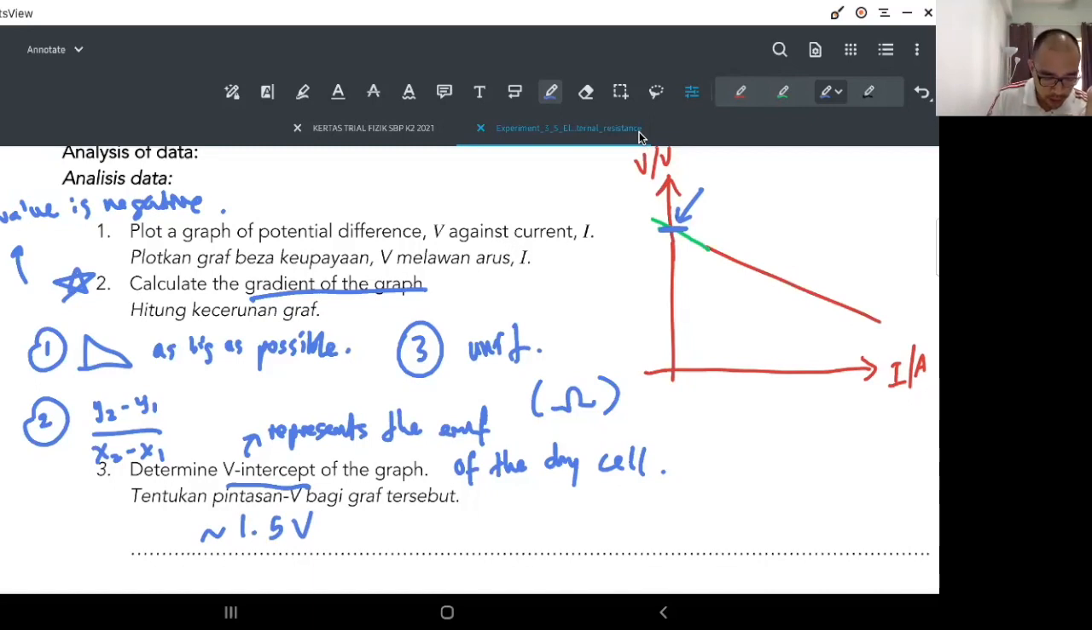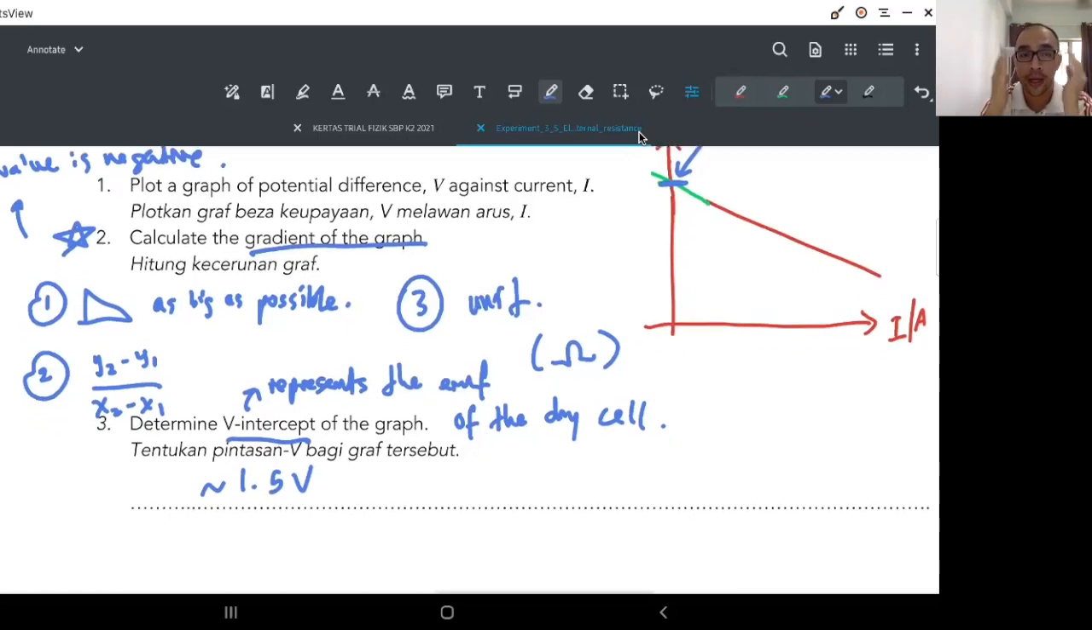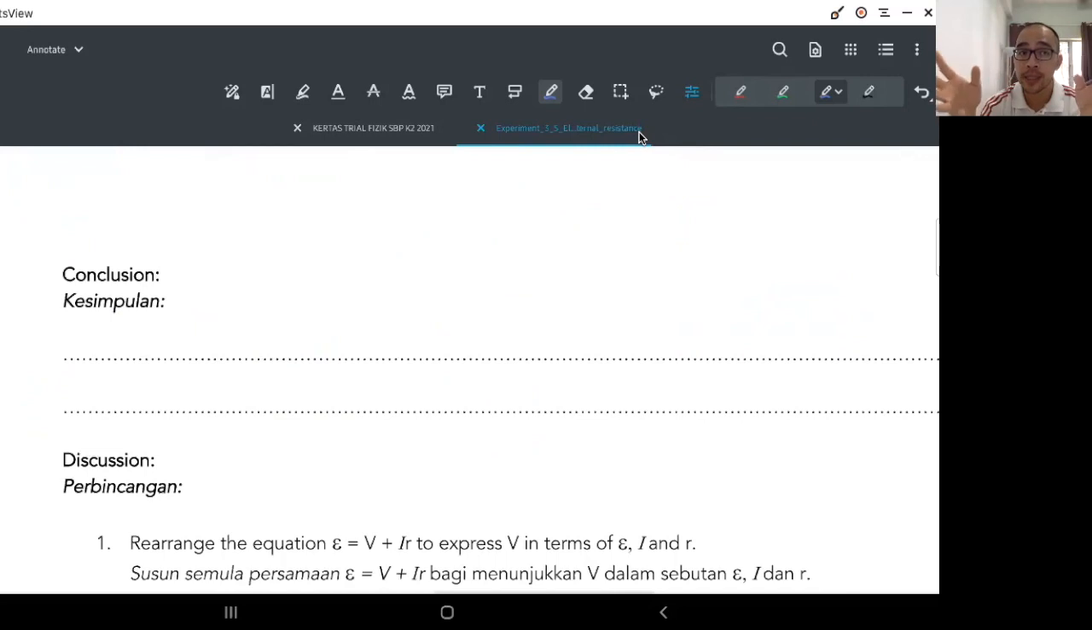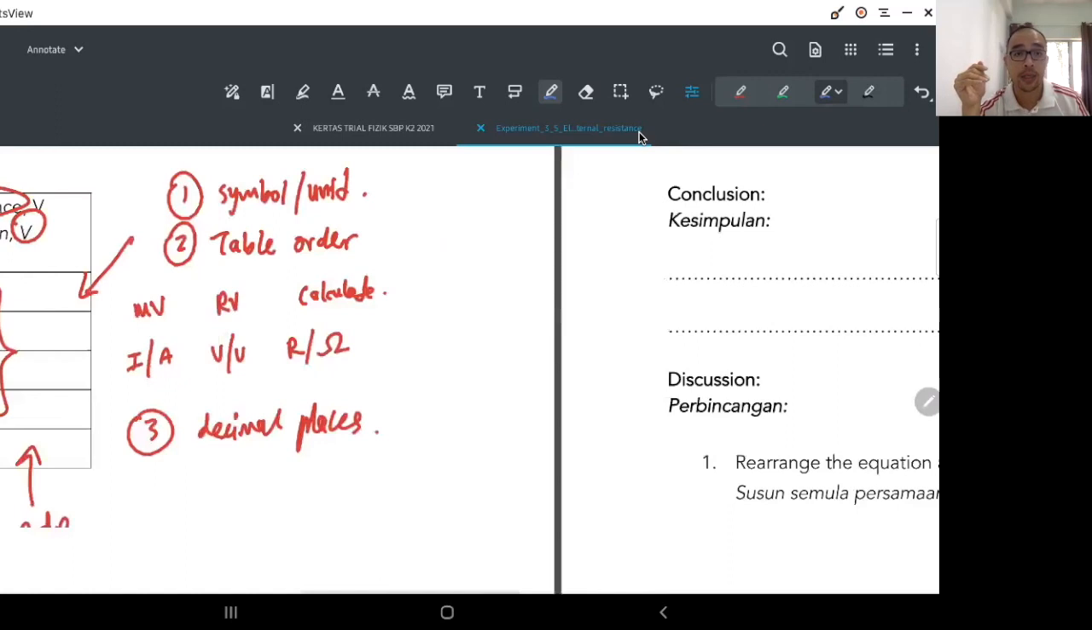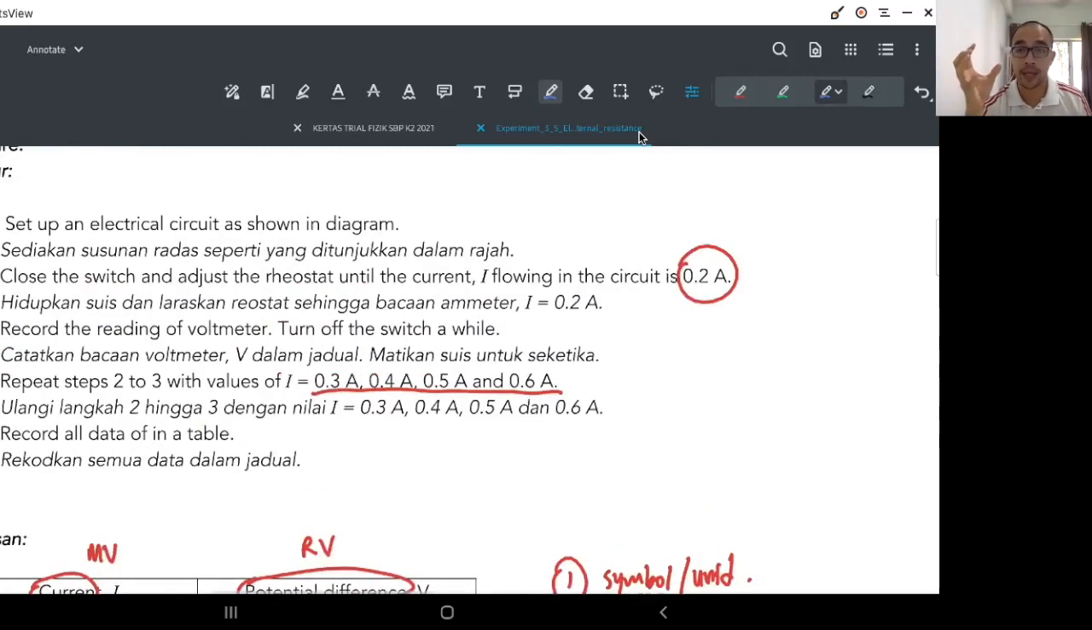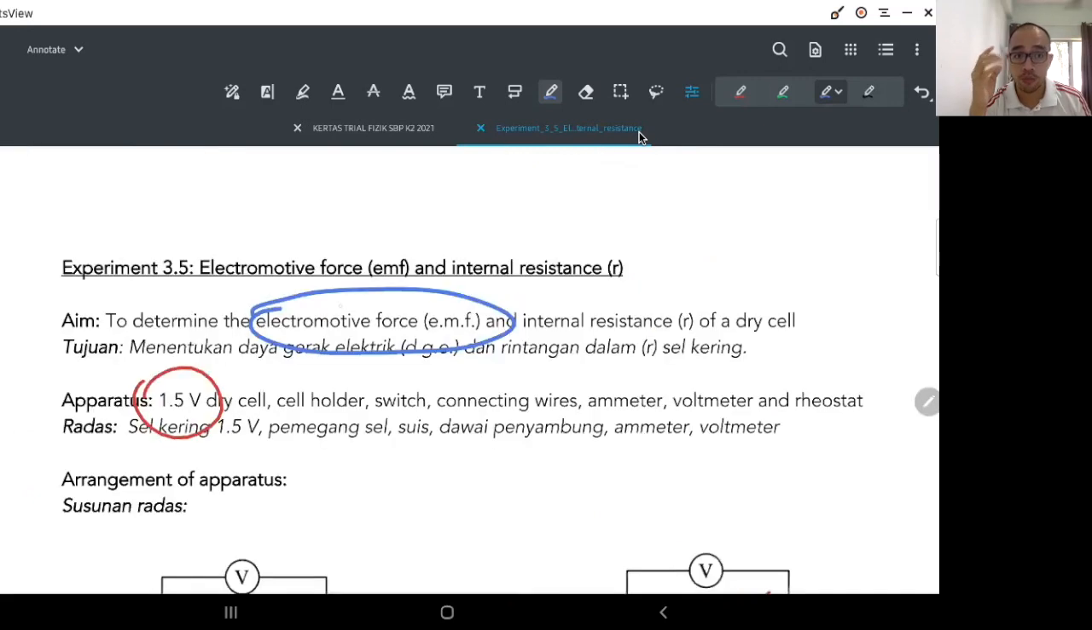If you move further down, so the conclusion, how do you write the conclusion for this? Just state the shape of the experiment graph. So in this case it will be V decreases linearly with I. If you look at the experiment, the aim of the experiment is to determine the electromotive force and the internal resistance. So we write down the value.